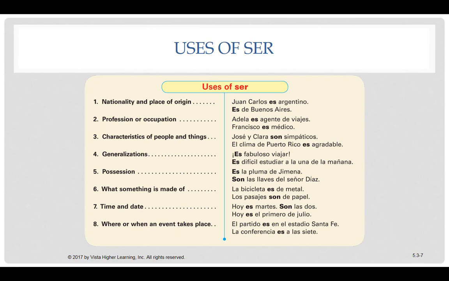Where and when an event takes place. El partido es en el Estadio Santa Fe. La conferencia es a las 7. The game is in the Santa Fe Stadium. The conference is at 7.